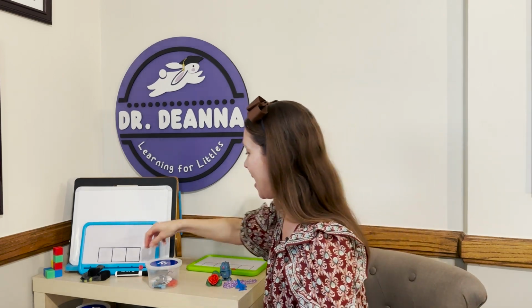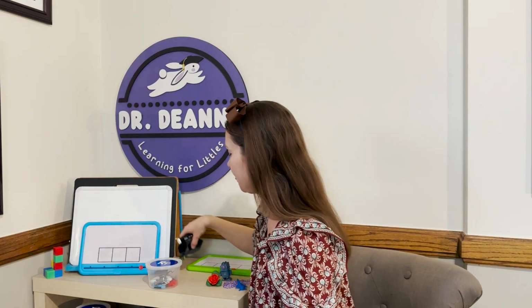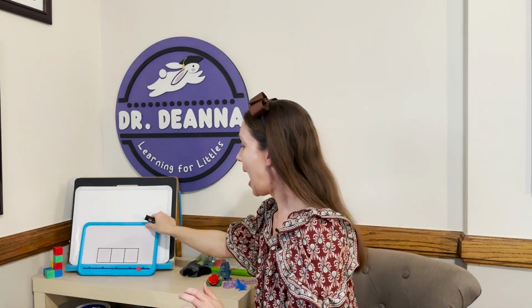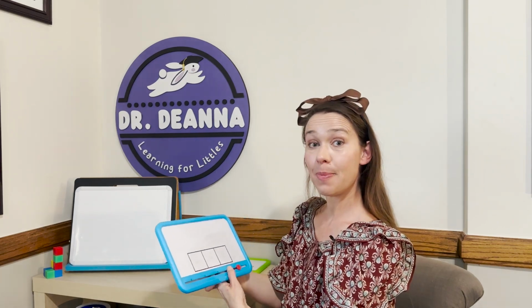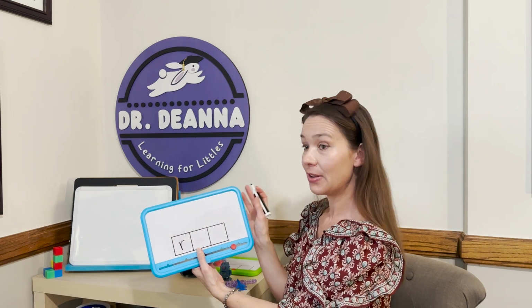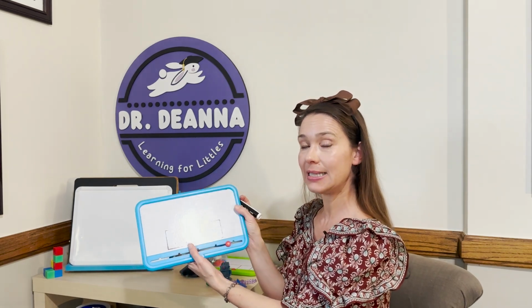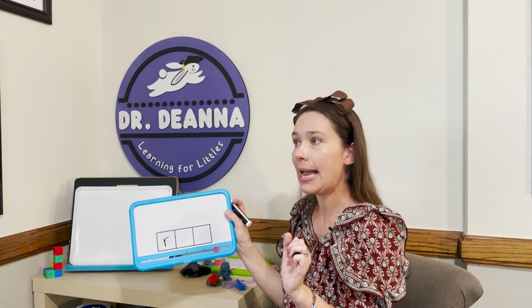using our boxes. My first word is ripe. R-I-P. Ripe. I'm going to go ahead and get my marker. Get myself organized a little here. I hear an R at the beginning of ripe. So I put the R in the first box. Now stretch it out. Ripe, i.